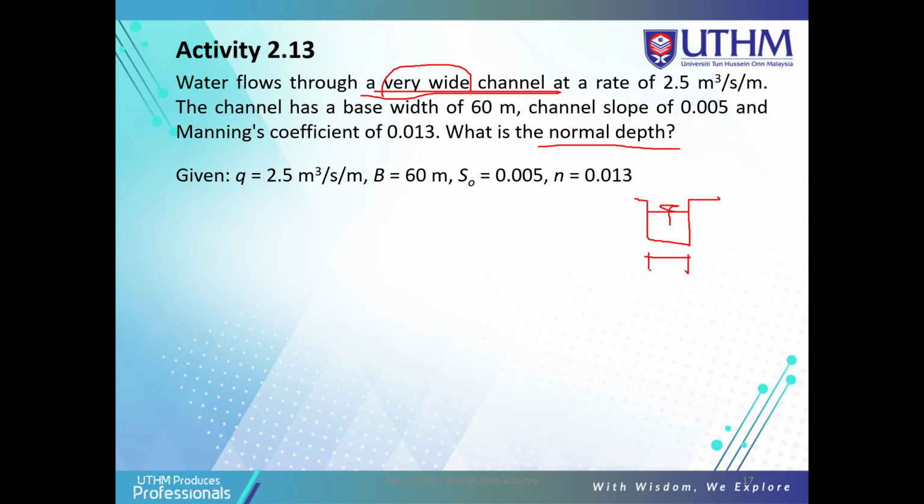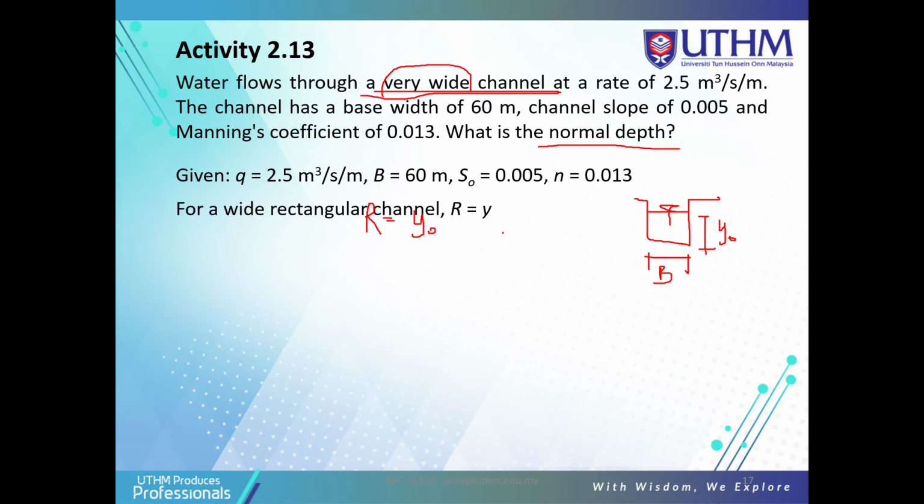This is B, to find the Y naught here. If we use the very wide channel, we know that R is equal to Y naught. This is the simplification for a very wide rectangular channel.